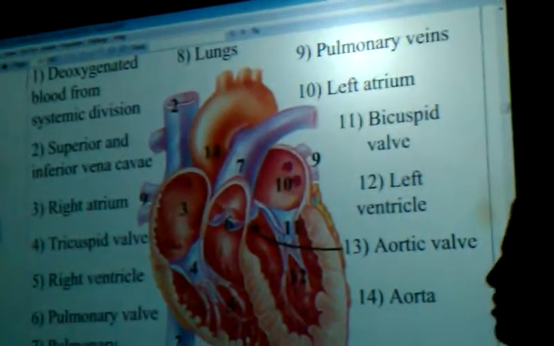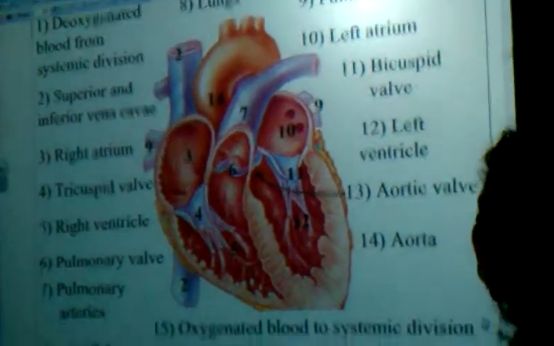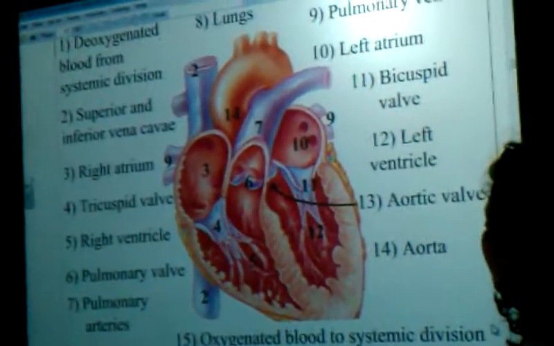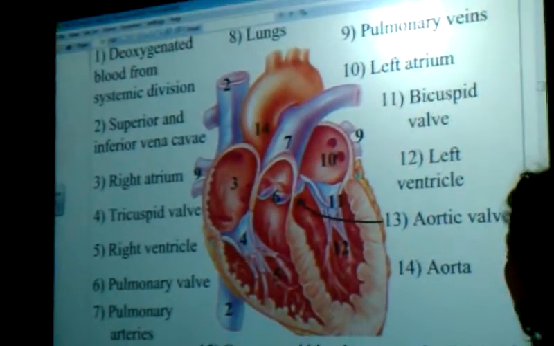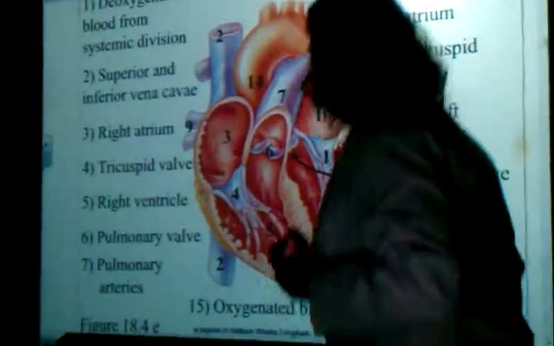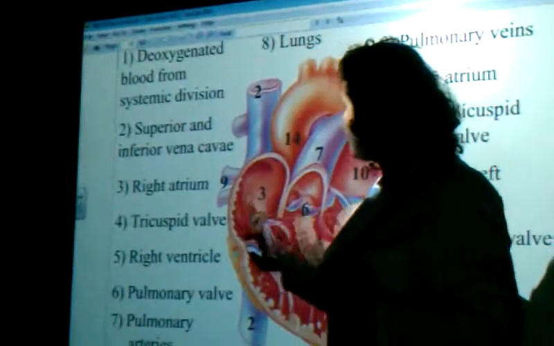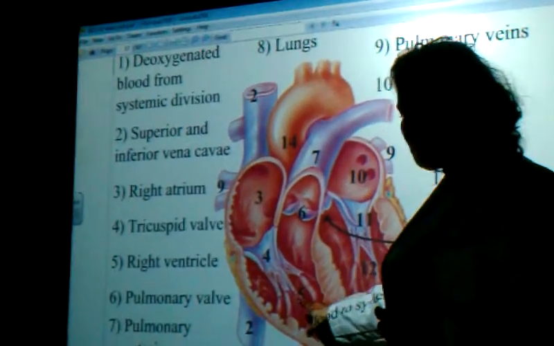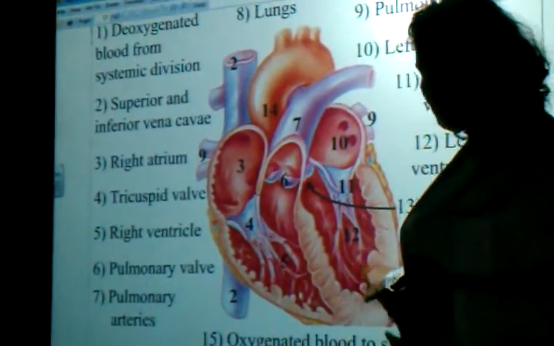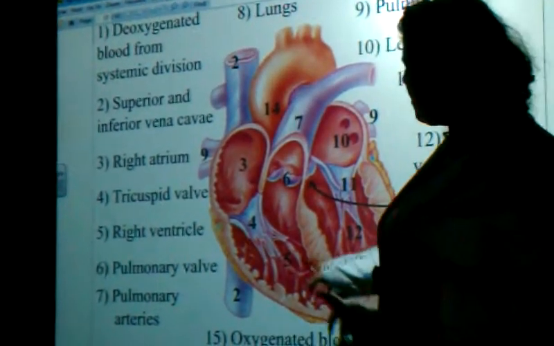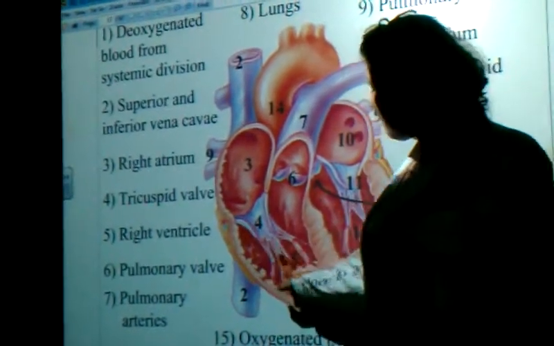This looks familiar to you. This is a frontal section of the heart showing the structure of the internal chambers. We can see our 2 atria. Number 3 is the right atrium, 10 is the left. 5 is the right ventricle, 12 is the left ventricle. We see our 4 valves. Here is our tricuspid valve, number 4.